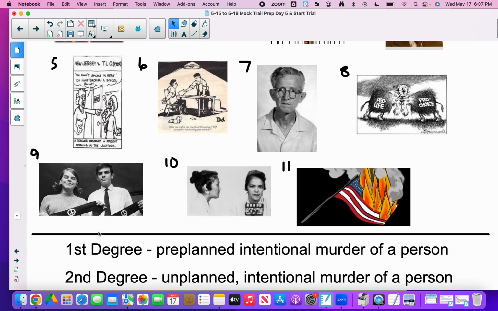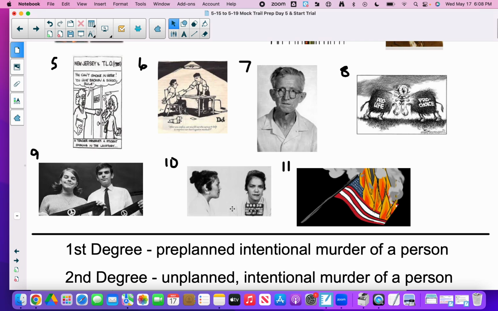Last row, number 9, is Tinker versus Des Moines. Mary Beth Tinker, I should say, and Chris Eckhart wore black armbands in protest of the Vietnam War at school peacefully. They were suspended. They took the case to court, and they learned that their freedom of speech does not end at the schoolyard gate. They should not have been suspended, and that was a free speech right to wear these bands on their arm peacefully.